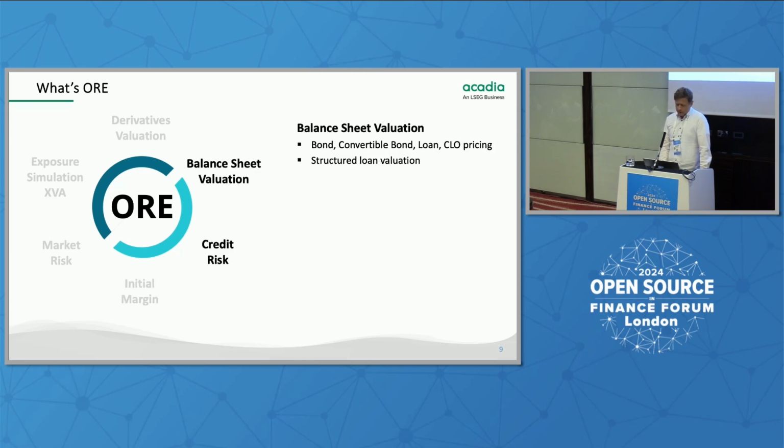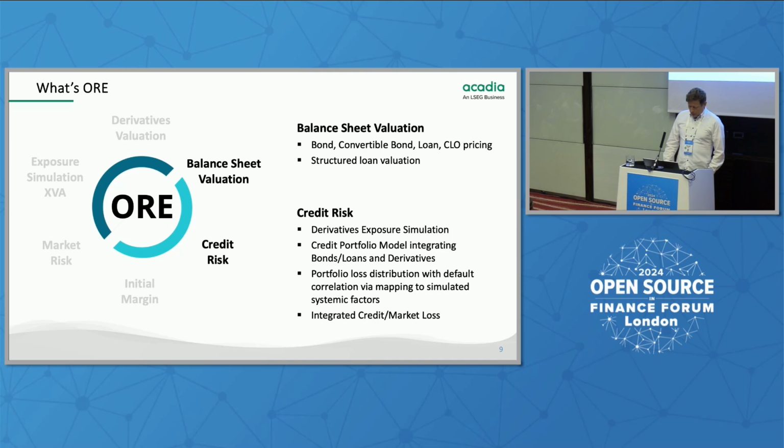Okay, on the balance sheet valuation, I already mentioned in the very beginning, we support all sorts of cash instruments or also CLOs, structured loans, that kind of thing. On the credit risk side, I already mentioned basically the simulation itself that you do for XVAs is the same as for PFEs. Maybe you want to use a different calibration, let's say to real-world volatilities, things like that, but basically it's the same thing.